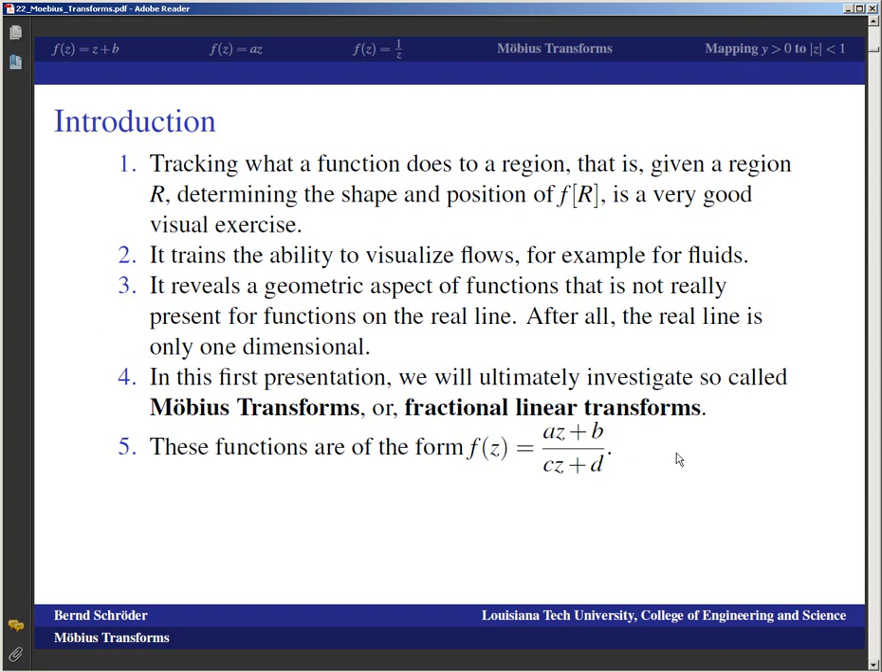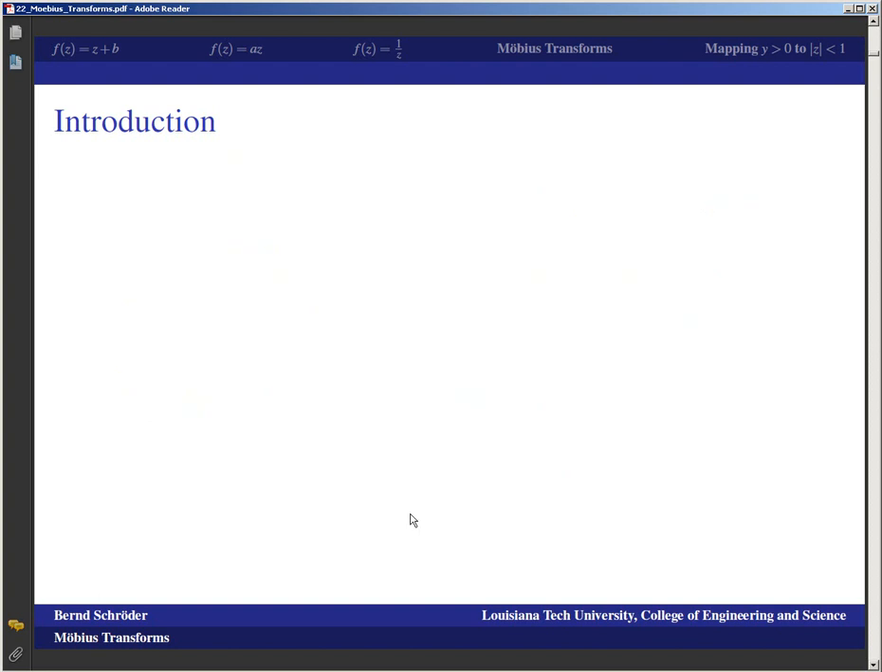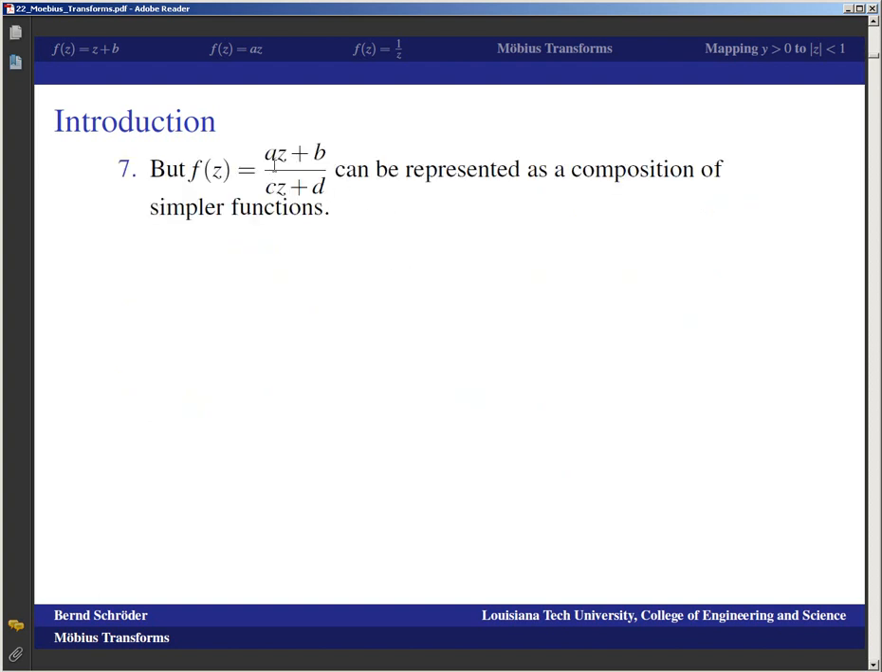But here is where we're also going to very much train our ability to break a function up into a composition of simpler functions, because take a look at this. As such, they seem hard to analyze, but this function, f of z equals az plus b over cz plus d, can be represented as a composition of simpler functions. So I could take my z and I could map it to cz, and that would be just applying the function f of z equals number times z, and you can see up here in our table of contents that we will investigate various simpler functions separately. So I could go from z to cz, but just multiplying by a number.